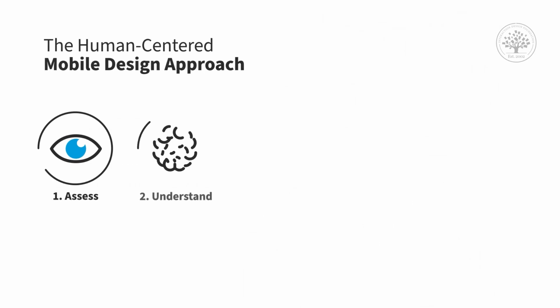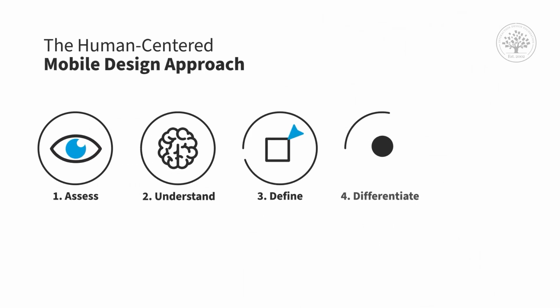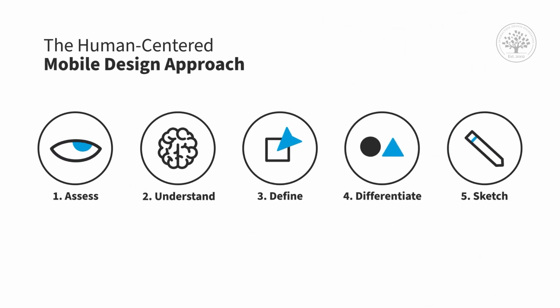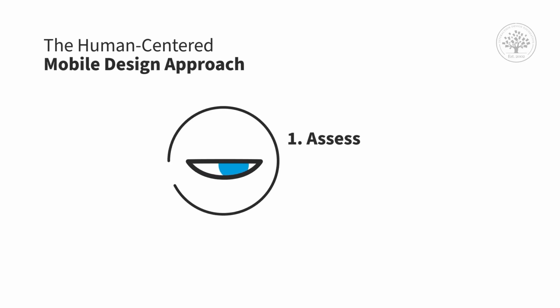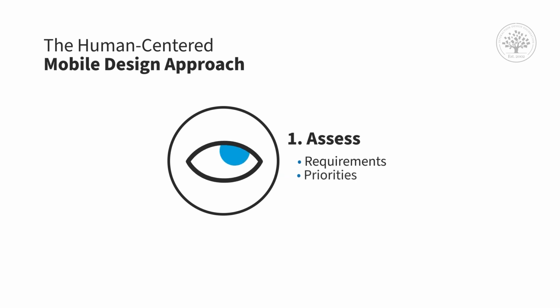In this 5-step process to designing for mobile, I want to point out some of the aspects or steps that are so critical and tell you why they're so critical and explain a little bit about how they work. The first step, assess, is requirements, your internal priorities, your business objectives.